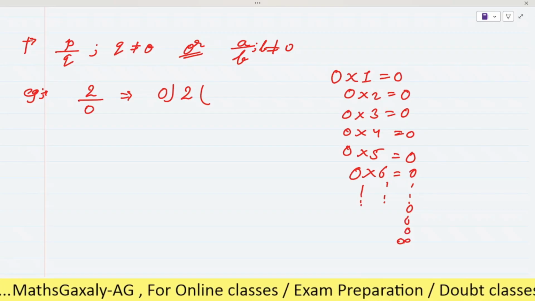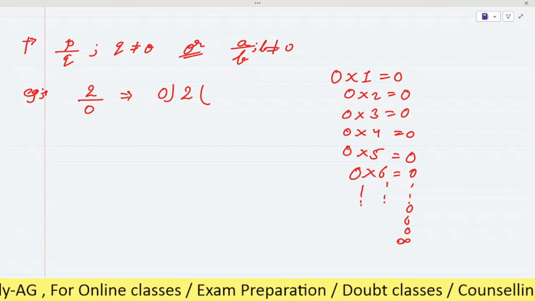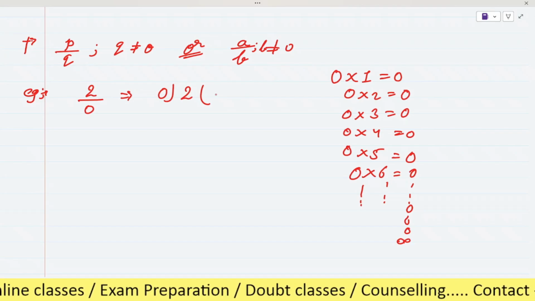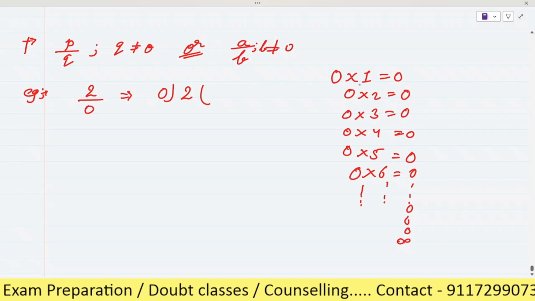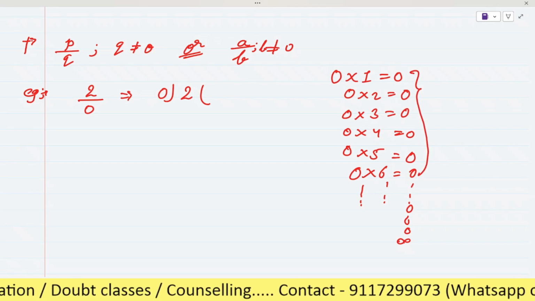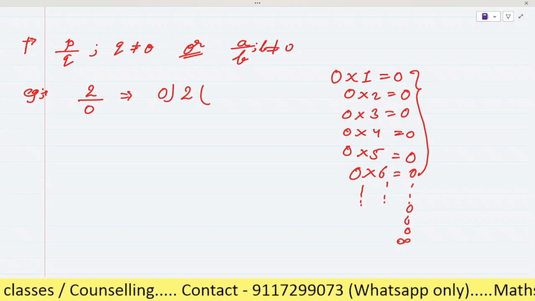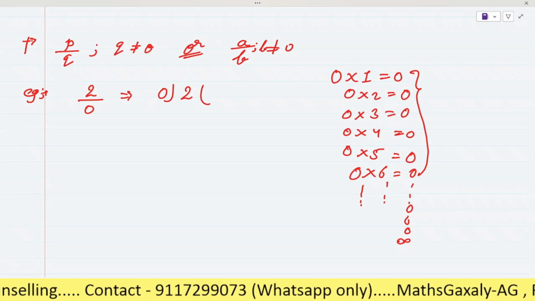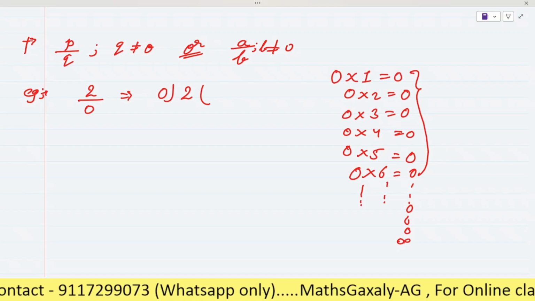Second point is, we also know that whenever we multiply a number by 0, the resultant or the product will be zero. Very good. So can we divide this 2 by 0 in the multiples of 0? As you can see, the resultant can never be a non-zero number. It will always be 0. We can't get 2 as a multiple of 0, so we can't divide it.